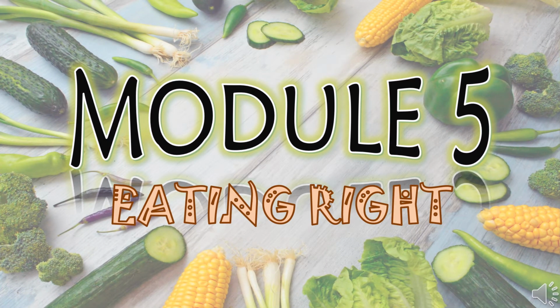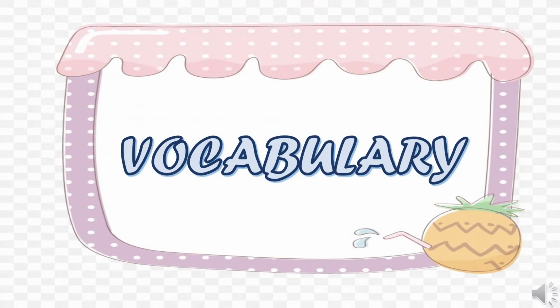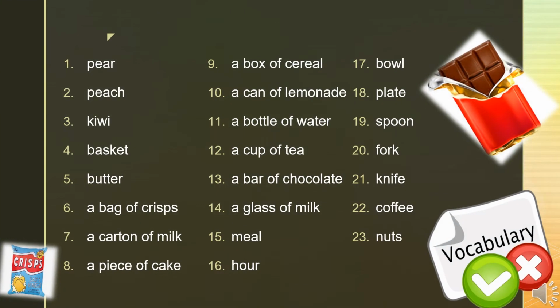Today, I will go through Module 5, Eating Right. In this module, there are 23 vocabularies. This is the vocabulary list in this module.